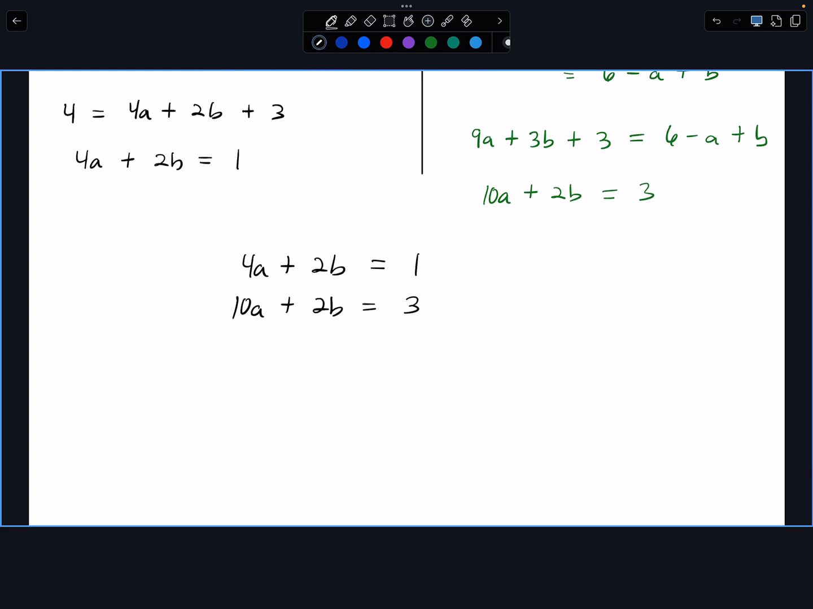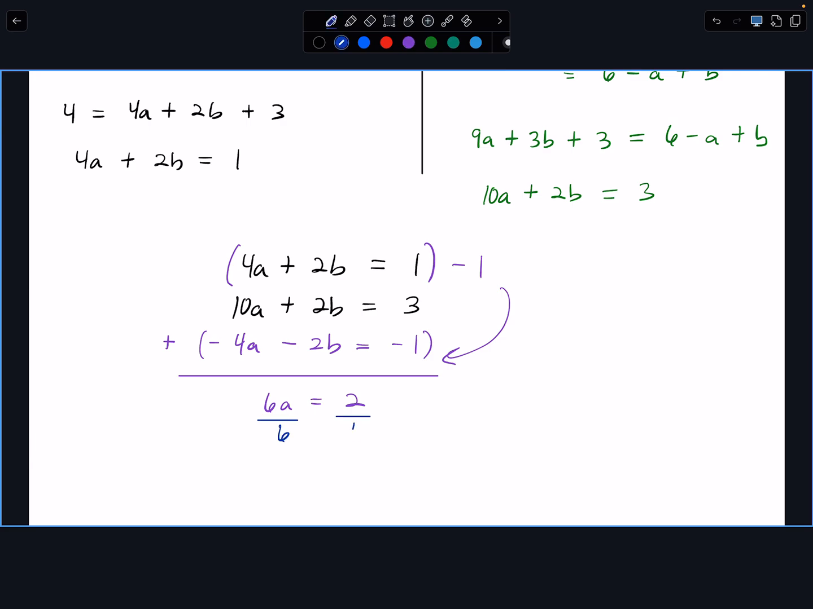Okay, do you guys see how these are the same? So what I could do is just multiply this by -1, so that way the b's will cancel. So I'm going to multiply the top line by -1 and just write it underneath. So I'll get -4a minus 2b is equal to -1, and then I'm just going to add these lines together. So I'm going to get 6a is equal to 2. Is everyone cool with where that came from? Divide both sides by 6. Two over 6 reduces to 1/3.